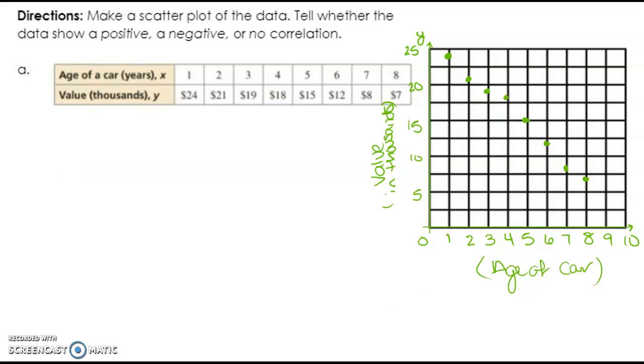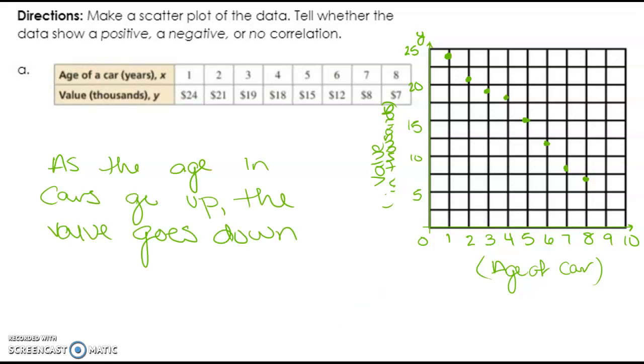As the age of your car increases, the value goes down. So as the age of your car increases, the value of your car in thousands goes down. So we do have a correlation here. If you want to think about it, we're going down, so it's a negative slope that our line would have. So it is a negative correlation.